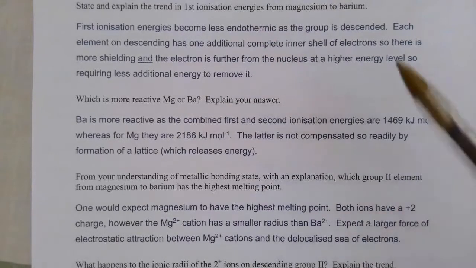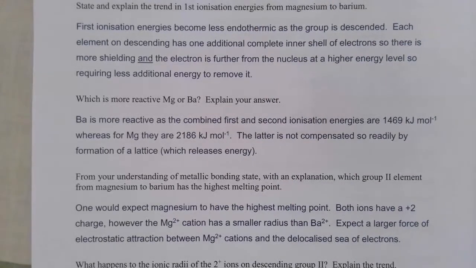As you go down the group, the first ionization energies become less endothermic. You've got more shielding and the electron is further away from the nucleus because it's in a higher energy level. This also explains why magnesium is less reactive than barium, because it requires more energy to ionize magnesium than it does to ionize barium. It goes on to explain in terms of the melting point.